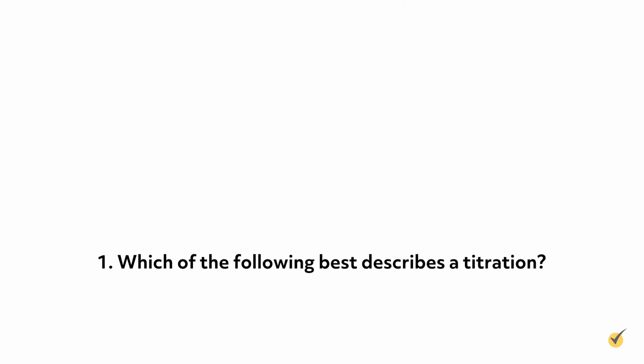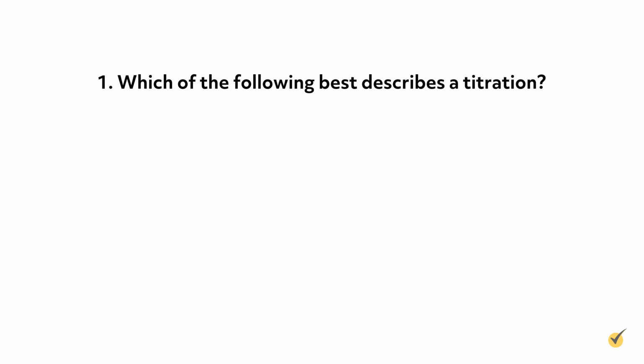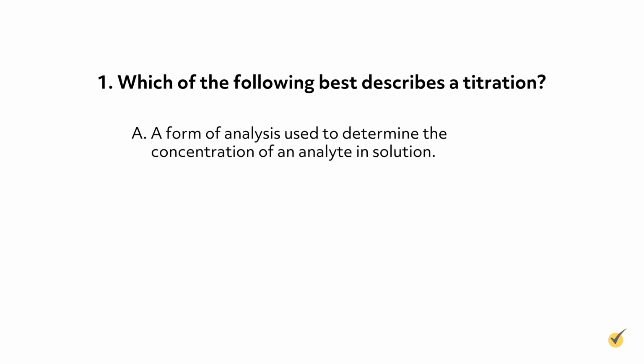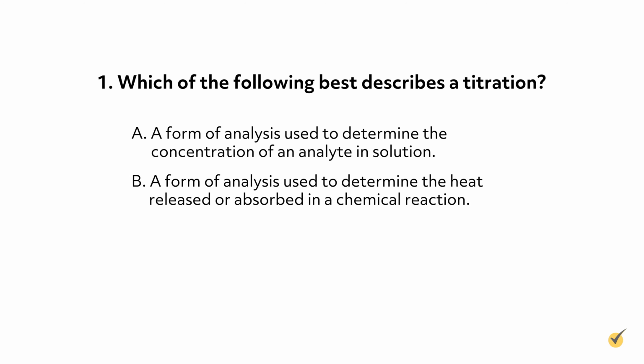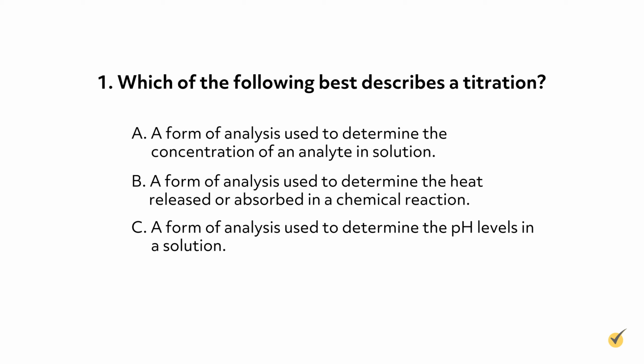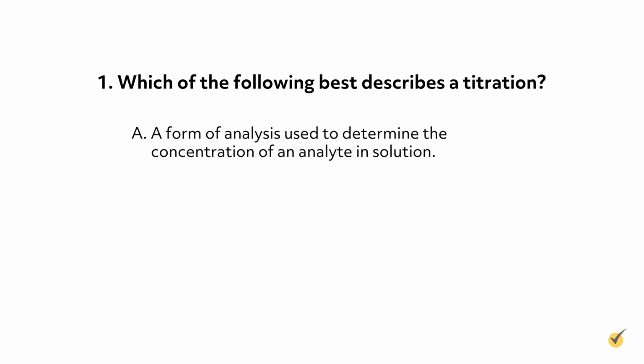Now, before we go, let's go over a couple of review questions. Number 1. Which of the following best describes a titration? A. A form of analysis used to determine the concentration of an analyte in solution. B. A form of analysis used to determine the heat released or absorbed in a chemical reaction. Or C. A form of analysis used to determine the pH levels in a solution. The correct answer is A. Titrations help determine the concentration of an analyte in a solution, which helps us determine the precise endpoint of a reaction.